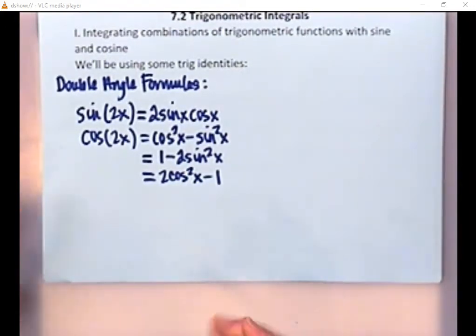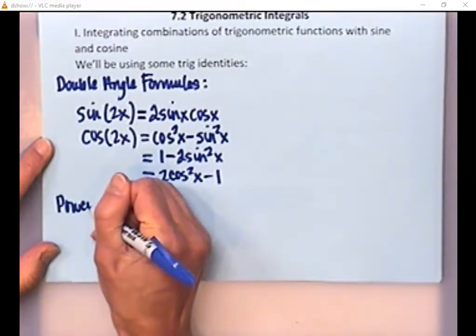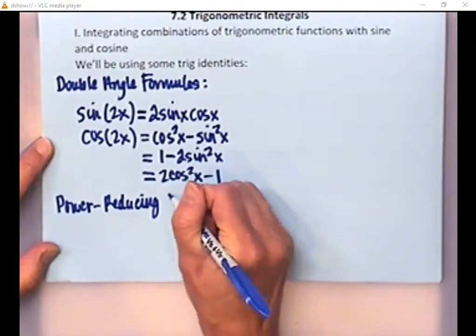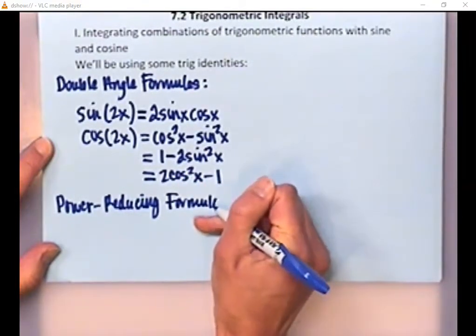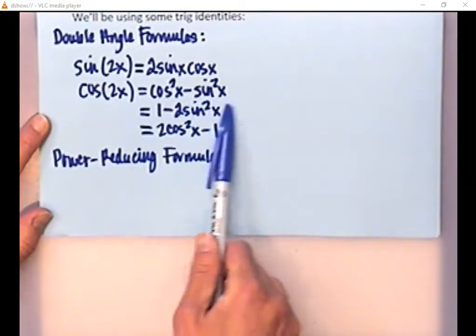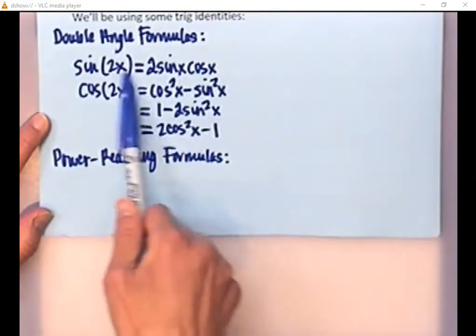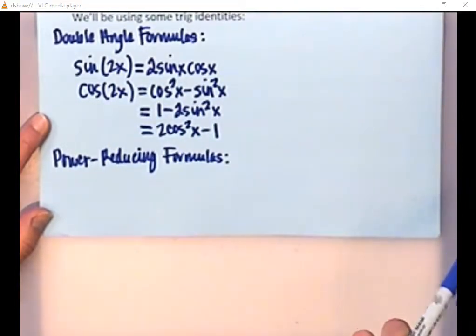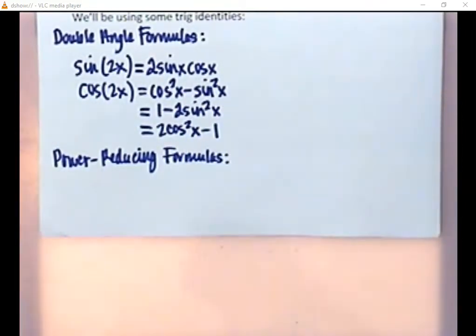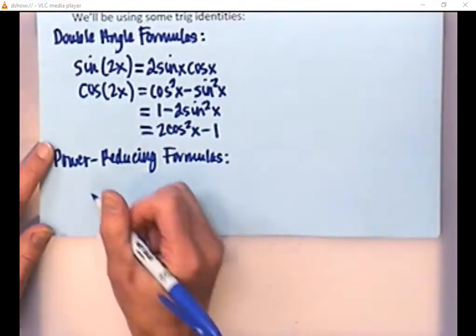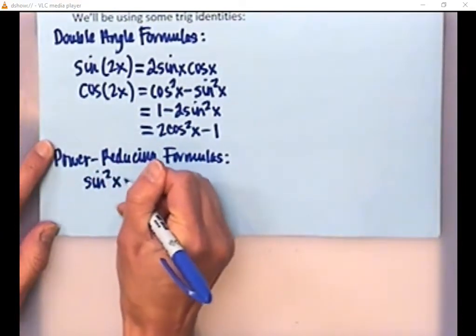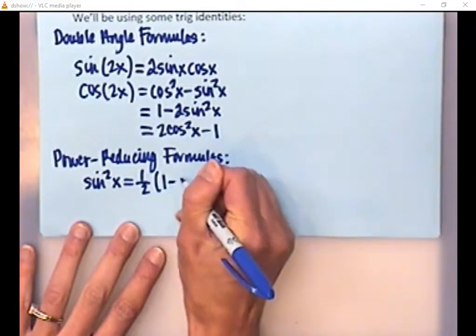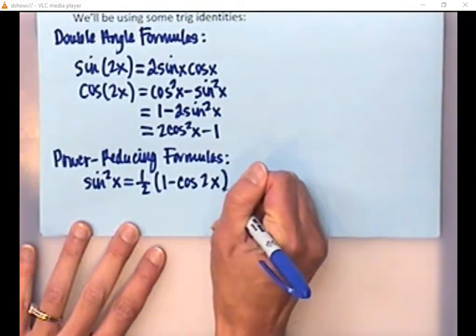The other ones we should know are called the power reducing formulas. They reduce it from a squared down to a first power. So they actually use a lot of this identity here, the double angle formula, and they kind of solve it for sine squared and cosine squared. So it's actually these formulas kind of solved for the other piece. So I'll give you the first one here, that's for sine squared. So sine squared is equal to 1/2 (1 minus cosine of 2x).